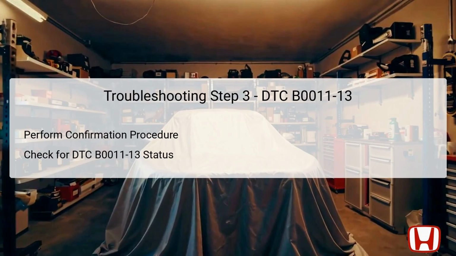In this third step, after connecting the SRS simulator, you must perform the confirmation procedure, which involves checking the system once again for the presence of DTC B0011-13. By doing so, we can ascertain if the simulator installation has rectified the error. If the DTC no longer appears, it indicates that the issue may lie with the front passenger's airbag unit itself. If the DTC remains, it signals a potential problem with other related components.